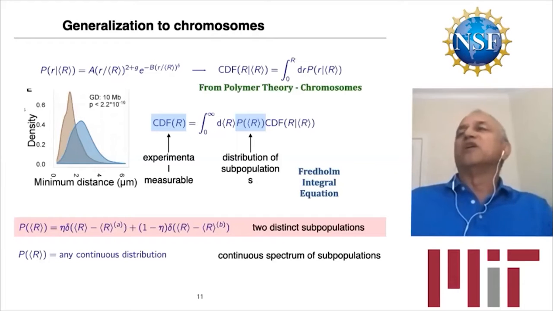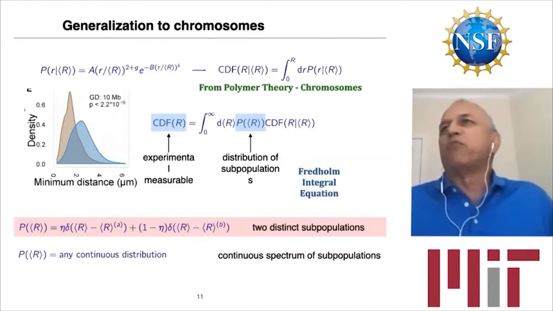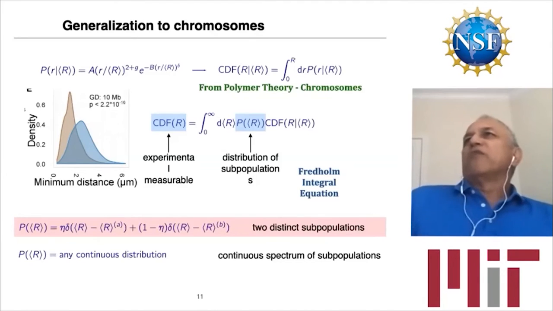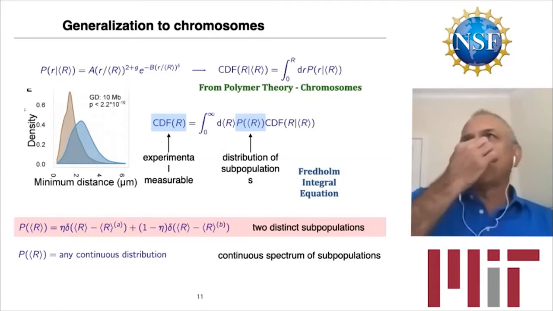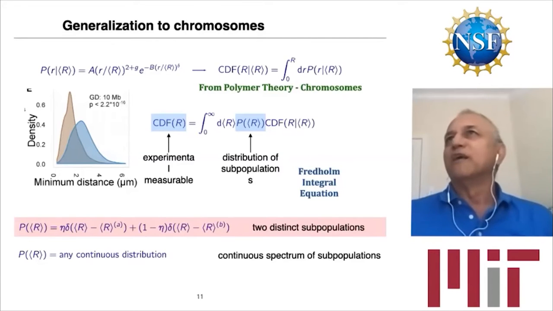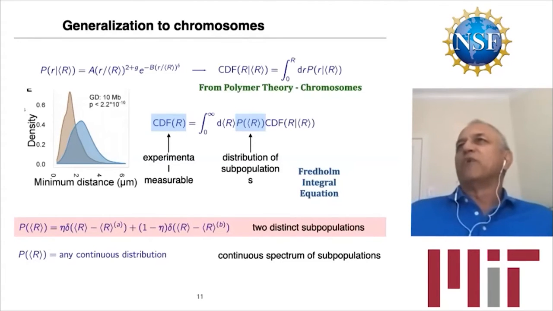It is an indication that, in fact, there are a lot of fluctuations going on, both at the population level and the conformation level. So if I knew what the probability distribution is for a given mean distance between loci, that's the equation in the left-hand corner, then I can calculate the cumulative distribution function using the equation on the top right-hand side. This is the only technical slide, I think.